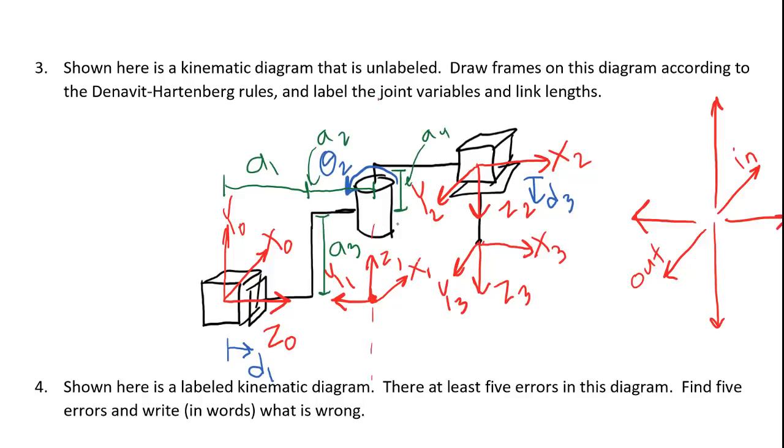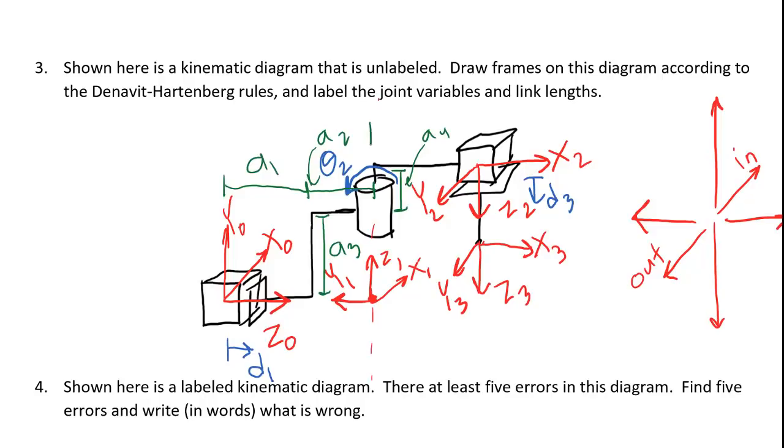Or I could lump these two together into one link length. Same with A1 and A2. I could have lumped those two together into one link length. The rule that tells you whether or not you can lump together different lengths into one length is to ask yourself whether those two link lengths will always be in the same direction, no matter what the joints are doing.